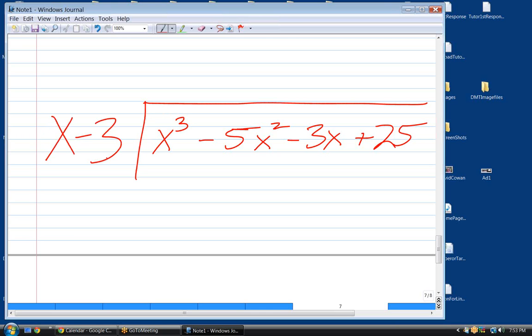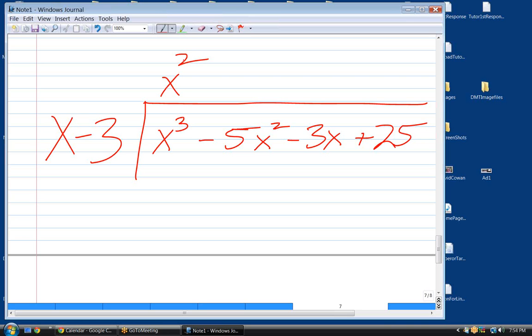We were to divide it by x minus 3, correct? Mm-hmm. Okay. You start by dividing that into that. Forget the 3 for a moment. What's x into x cubed? X squared. In other words, we have to come up with an answer that when we multiply it back by the x, we get x cubed.